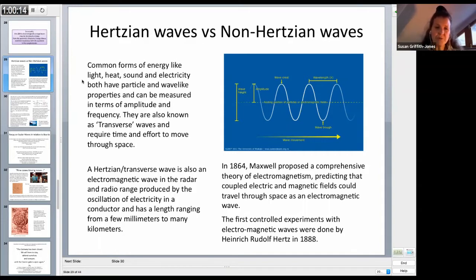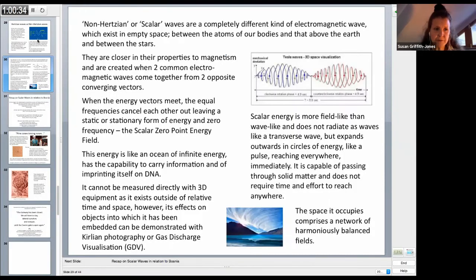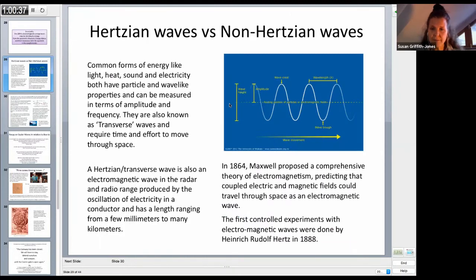So common forms of energy like light, heat, sound, and electricity both have particle and wave-like properties and can be measured in terms of amplitude and frequency. They are also known as transverse waves and require time and effort to move through space. So you see, they have to move along a line, and that takes time and effort.